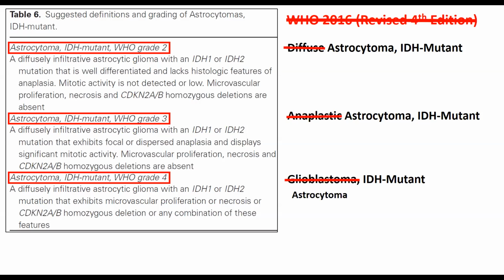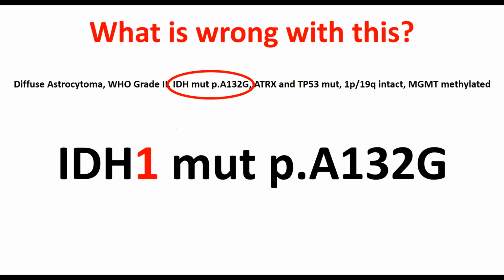Okay, that's good. This is all review. We've covered this before. I just want to make sure everyone's up to speed. All right, what is wrong with this? IDH, well, you could say they didn't specify IDH1 versus IDH2. We should put the 1 in, and then mutant and A132G.